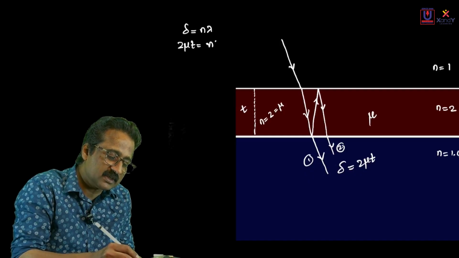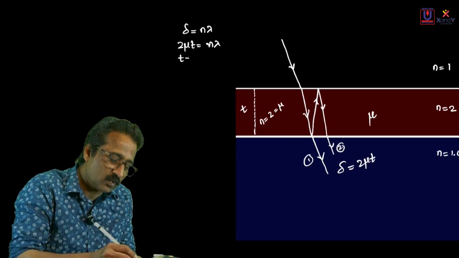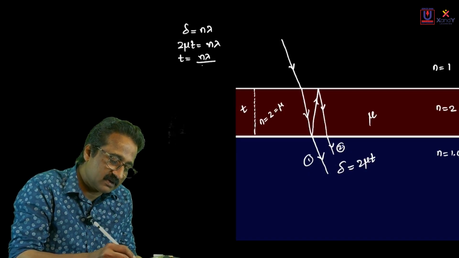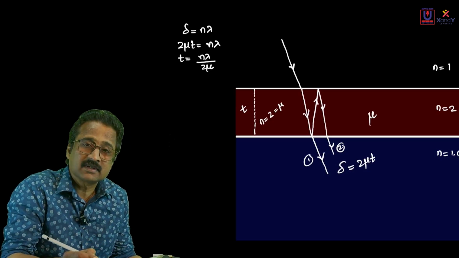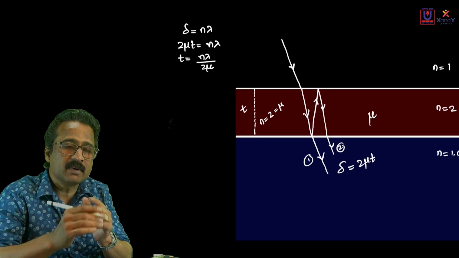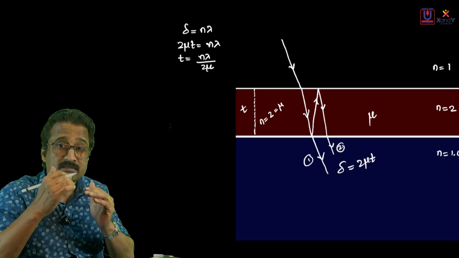So 2 mu t is equal to n lambda is the condition for constructive interference. They ask us what's the thickness of the film for this. So t is equal to n lambda divided by 2 mu. Your answer is this. Actually, it's a series of answers, but they ask you what is the minimum thickness. You will have a number of thicknesses for this to happen, but they ask you what is the minimum thickness.